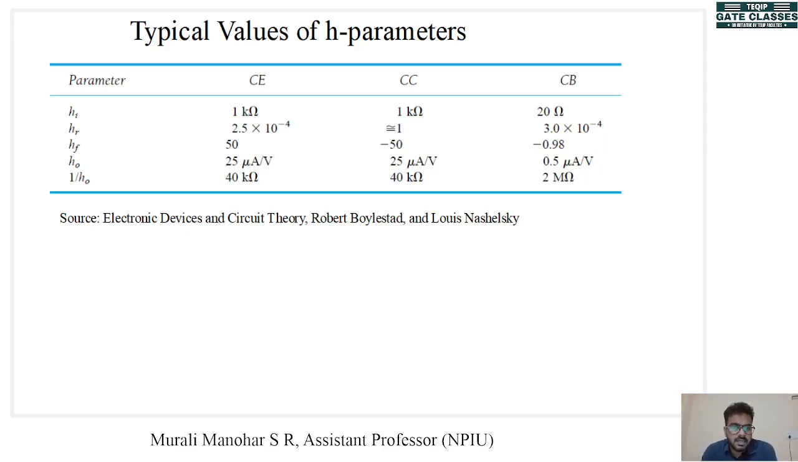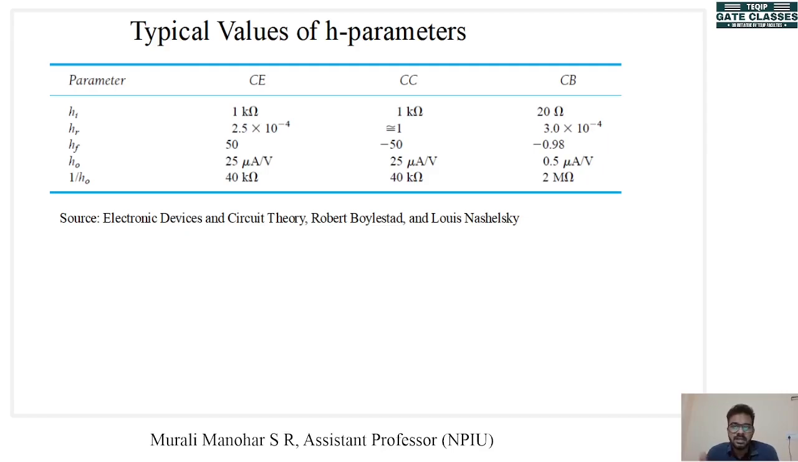Hi, you can see in common emitter configuration, it is a high value, around 1 kilo ohm. Then in common collector configuration also it is around 1 kilo ohm, that's also a high value, but in common base configuration the value is only 20 ohms. It's a very low value. And Hi is the input impedance or input resistance of that particular BJT in that particular configuration.